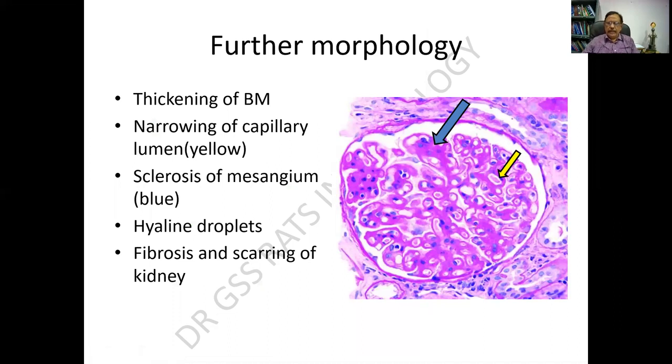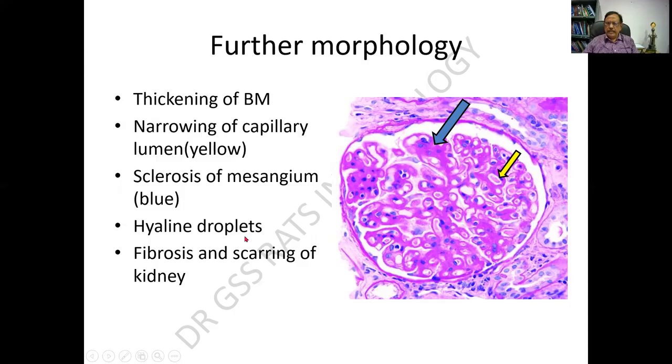What do we see by light microscopy? There is a thickening of the basement membrane, and there is a narrowing of the capillary lumen. This is a capillary, and I find that there is a thickening, narrowing of the lumen. And there is a sclerosis. Sclerosis means some kind of fibrosis of the mesangium. The blue arrow points to the sclerosis of the mesangium.